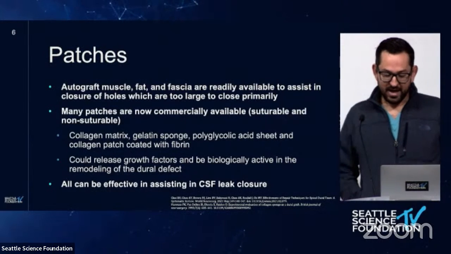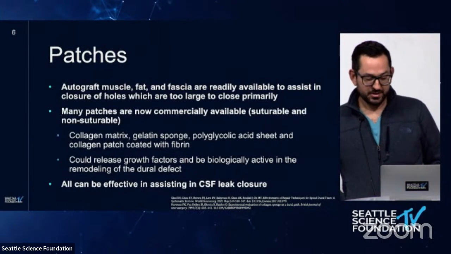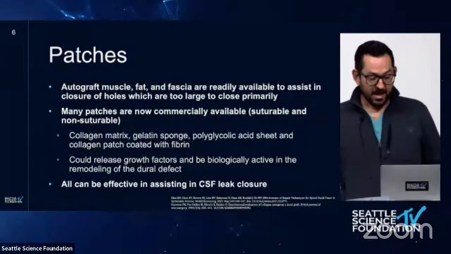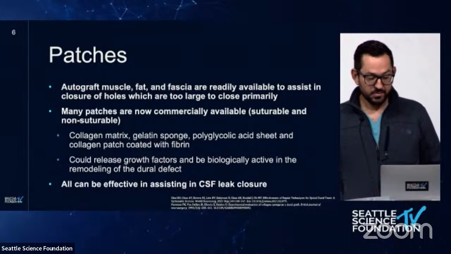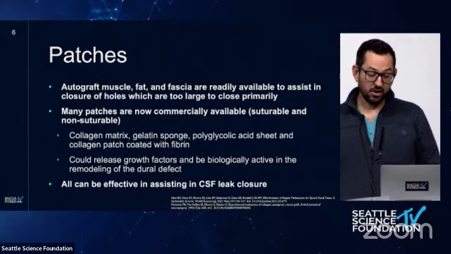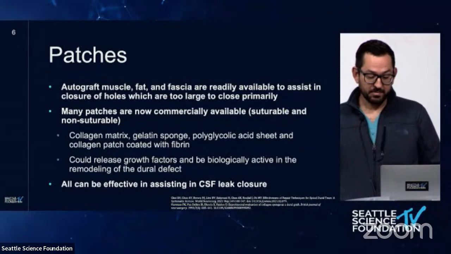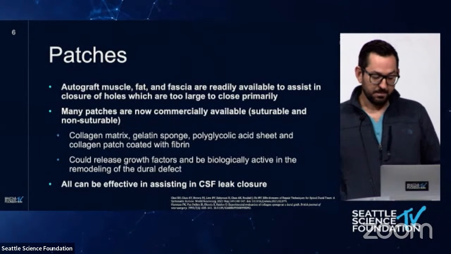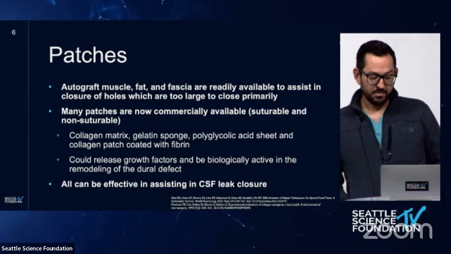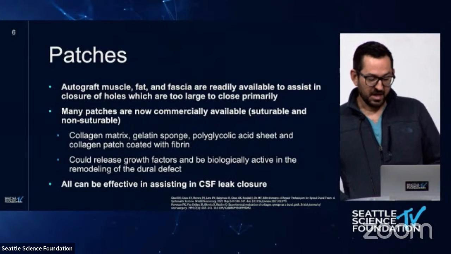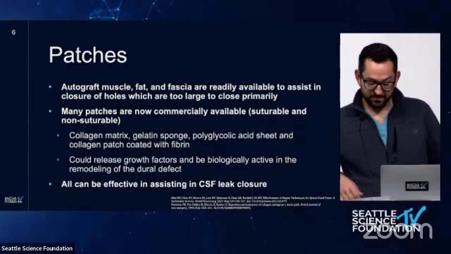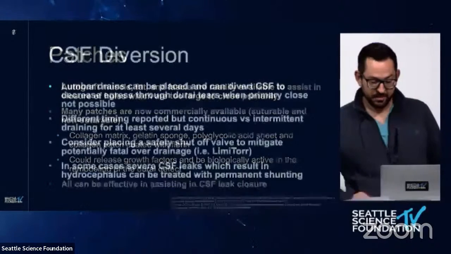Patches. There's a lot of patches out there, different types of patches, the patient's patches or commercially available patches. You can use autograft muscle, fat, fascia to assist in closure of holes which are too large to close primarily. So you can suture in a suturable fascial graft, or you can get a suturable patch graft, whether it's commercially manufactured or if it's bovine or different type of material. All those can be very effective with assisting in CSF leak closure.